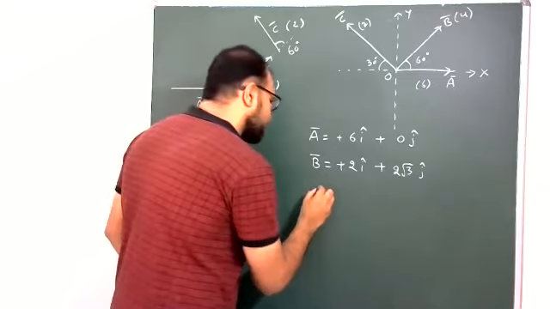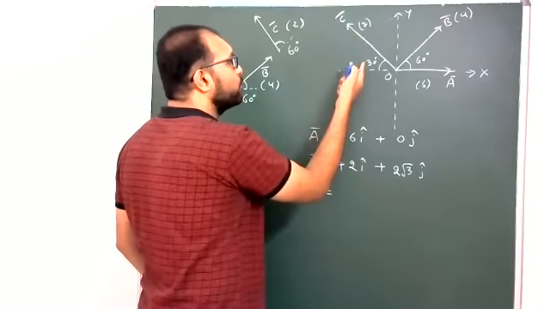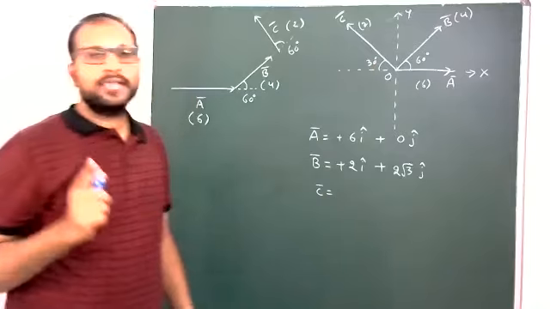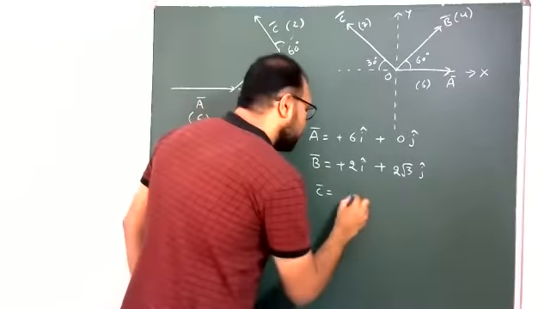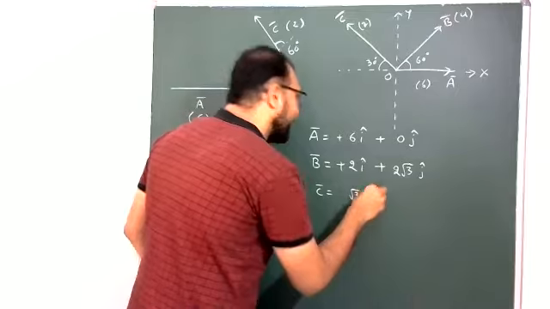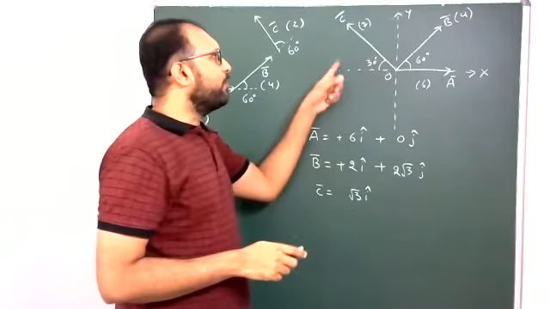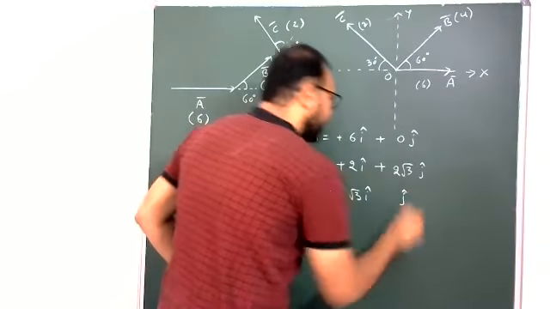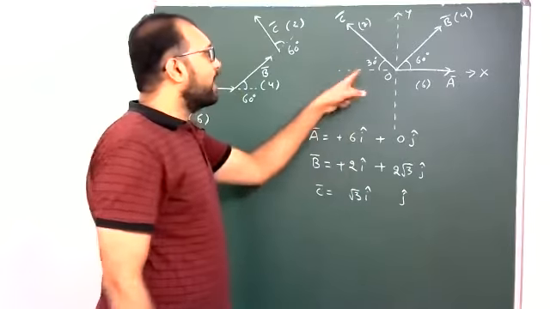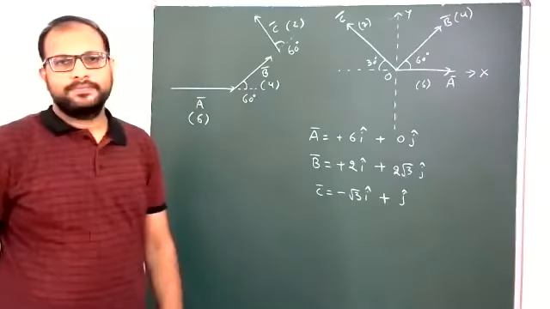Last C bar, students. C bar, x component 2 cos 30. Cos 30, root 3 by 2, 2 cancel, so root 3 i cap. Next 2 sine 30, 1 by 2, 2 cancel, 1, that is j cap. But it is the second quadrant, x minus, y plus.